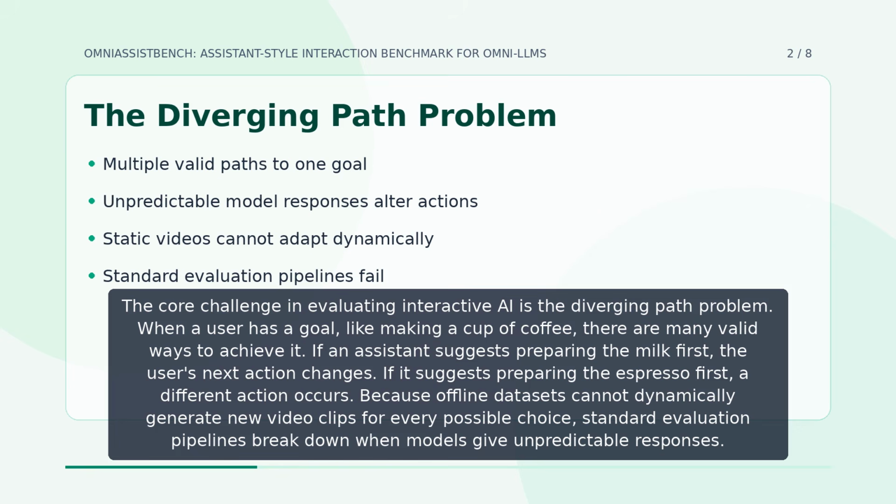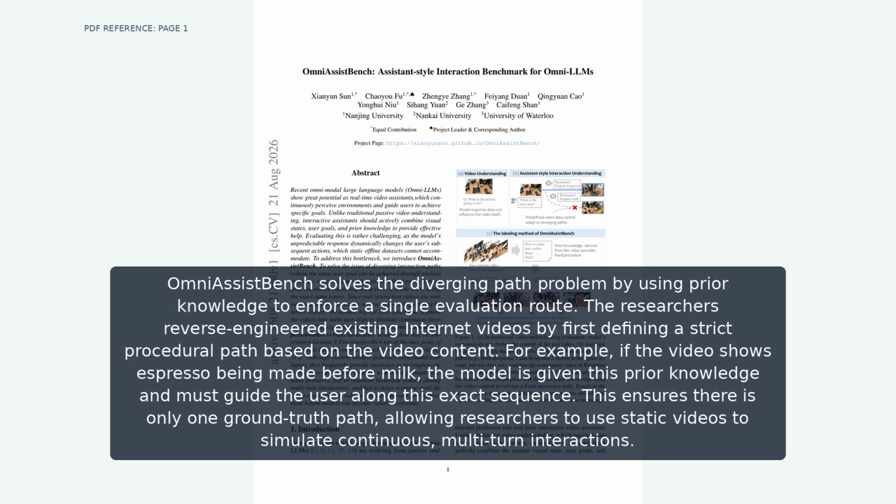Because offline datasets cannot dynamically generate new video clips for every possible choice, standard evaluation pipelines break down when models give unpredictable responses. OmniAssistBench solves the diverging path problem by using prior knowledge to enforce a single evaluation route.